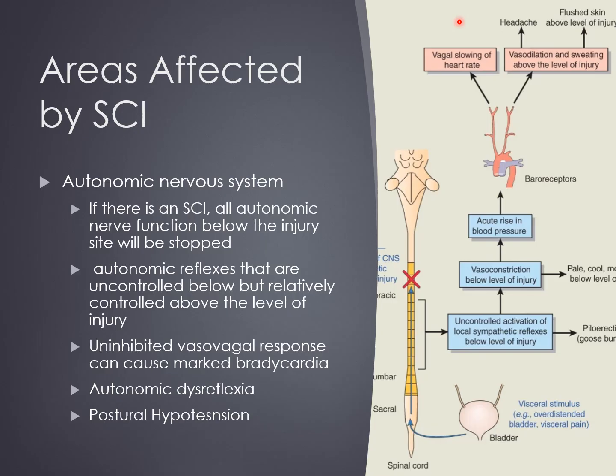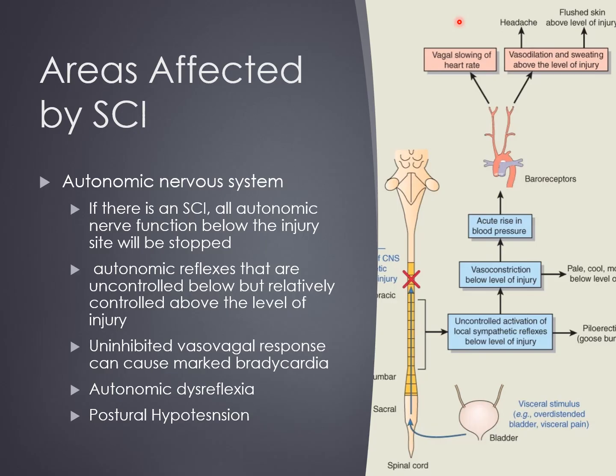This is where the CNS control of spinal reflexes is lost. It's characterized by things like mild to severe hypertension, skin pallor, and something called the piloerector response. This is when the hairs on your arms and extremities stand up.